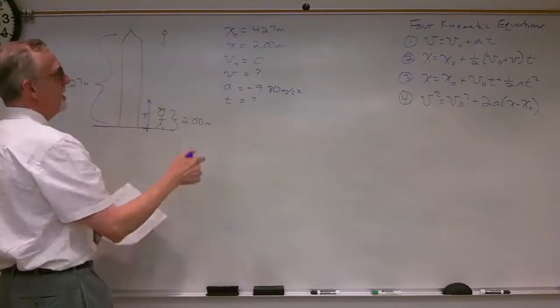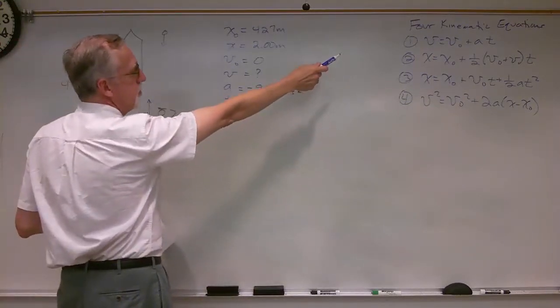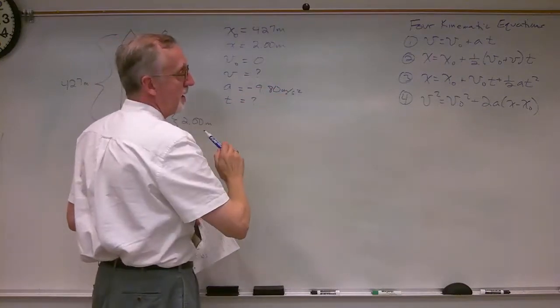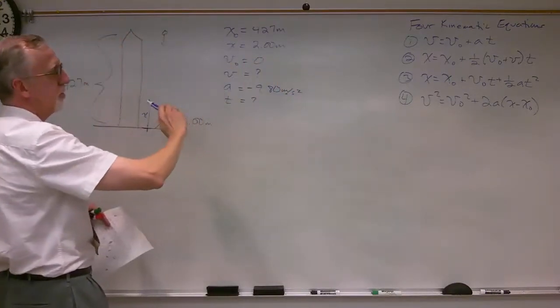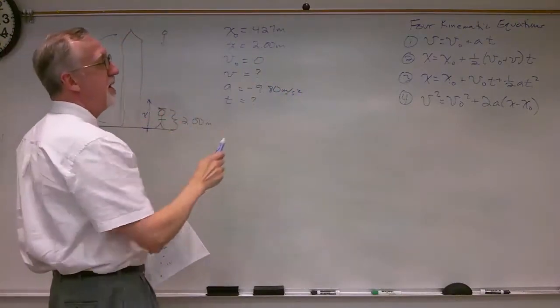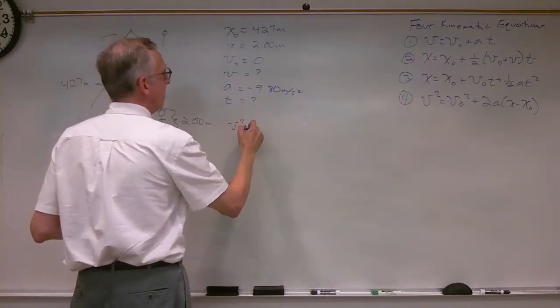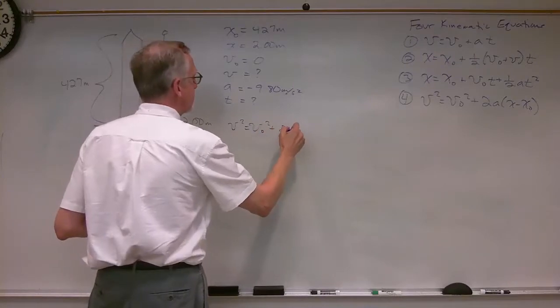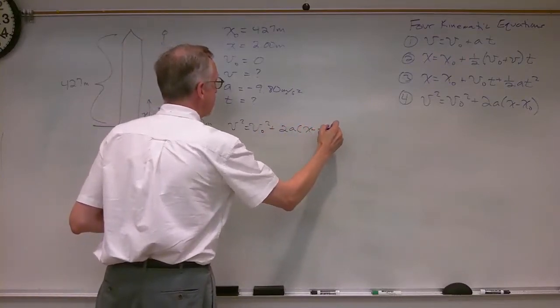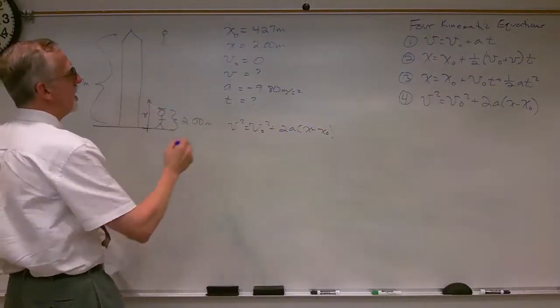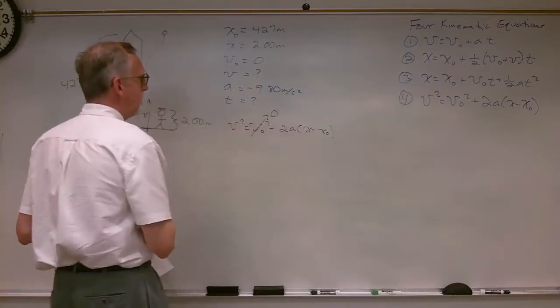What do we have? Can we use number 1? No, we don't know the time. Can we use number 2? No, we don't know the time. Number 3, don't know the time, and it doesn't even have a v in it. We'll use number 4. So what do we have? v squared equals v naught squared plus 2a times (x minus x naught). v naught is 0. So what do we have?